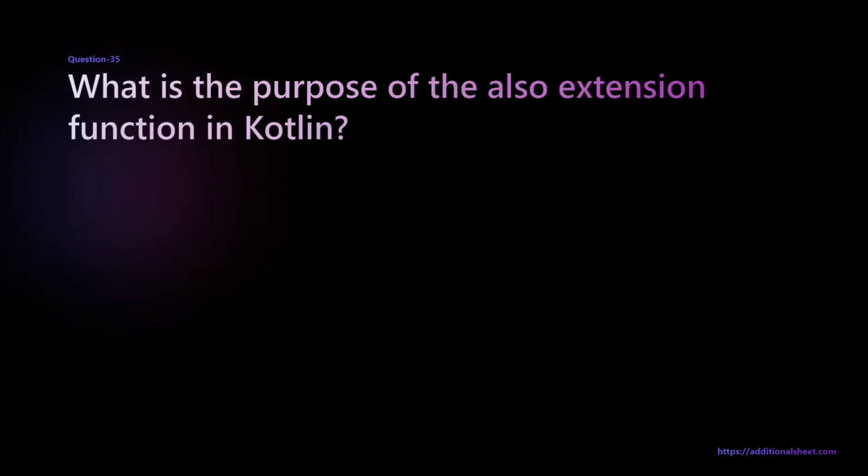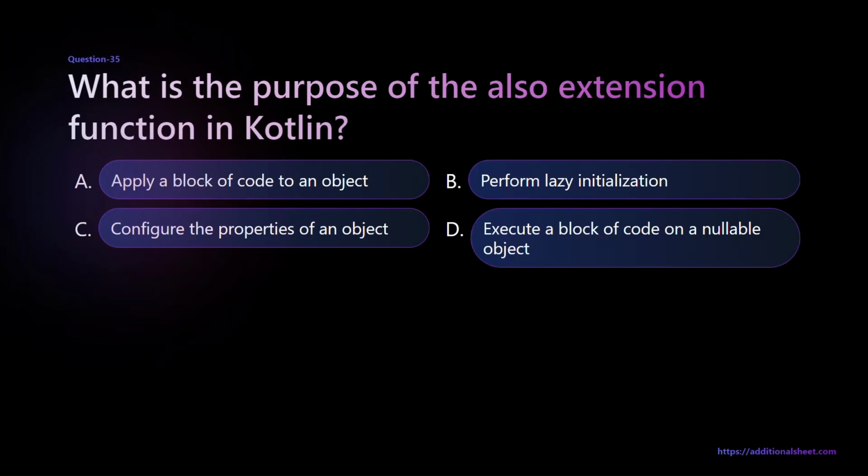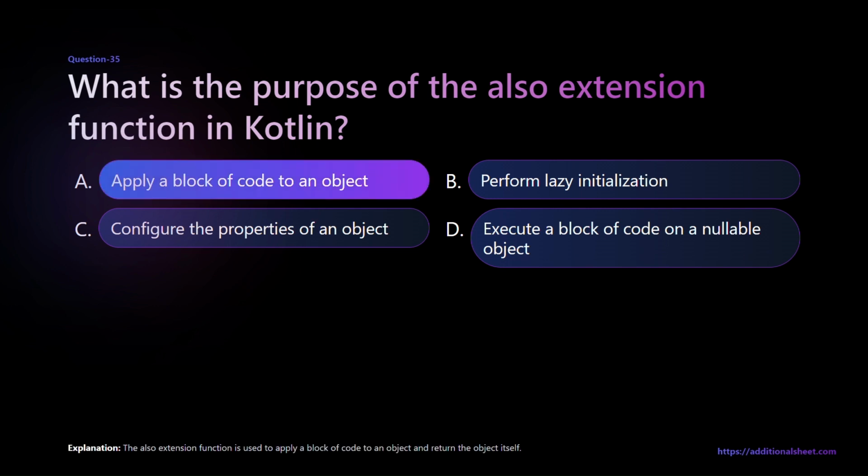What is the purpose of the also extension function in Kotlin? Option A, apply a block of code to an object. Option B, perform lazy initialization. Option C, configure the properties of an object. Option D, execute a block of code on a nullable object. The correct answer is option A, apply a block of code to an object.